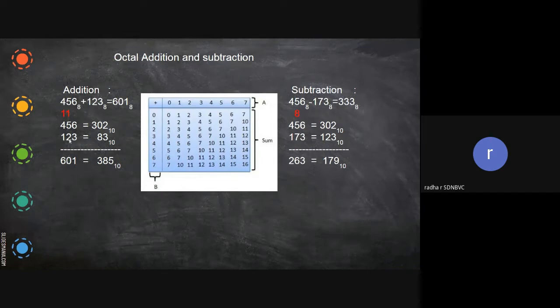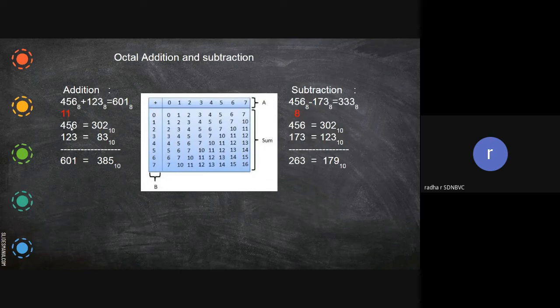4, 5, 6, 1, 2, 3. So the equivalent decimal is 302. All of you know how to convert a given octal number to a decimal number. Okay, if not, please go through the previous class recordings and learn. Now, this is the equivalent. This is just for verification, I have given these decimal values.